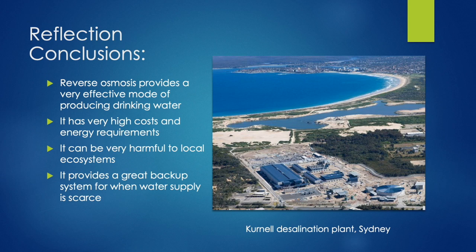Reverse osmosis has been proven to be a very effective solution for producing drinking water. The desalination process is a good environmental engineering solution. However, it should not be used as a primary source of drinking water due to a number of flaws. Desalination plants are expensive to set up and run, meaning they can only really be used in developed countries. The disposal of brine into the ocean can be very harmful to the local ecology.